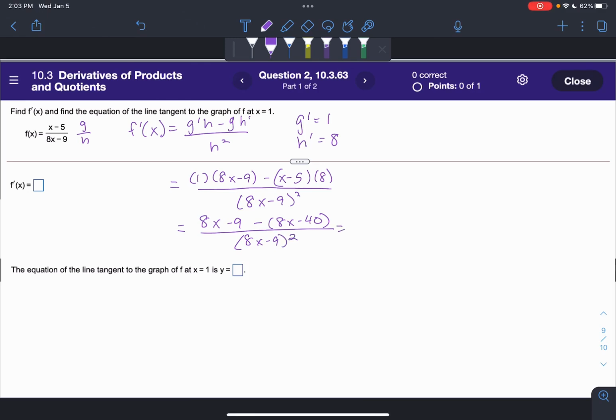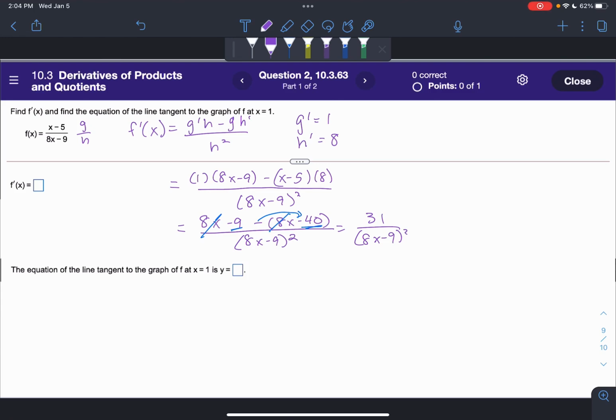And then just be careful with the negatives. 8x minus 8x is 0. So these two will go away. And then I have minus 9 plus 40 because I have a negative over here. So minus 9 plus 40 is 31. Okay, so I have 31 over (8x minus 9) quantity squared. And that will be your answer for the first part.